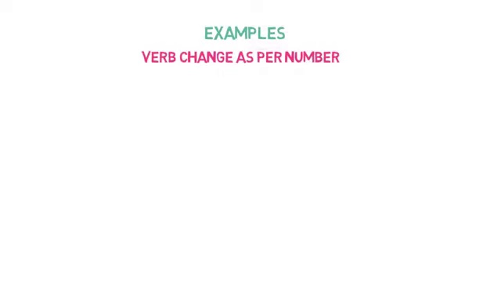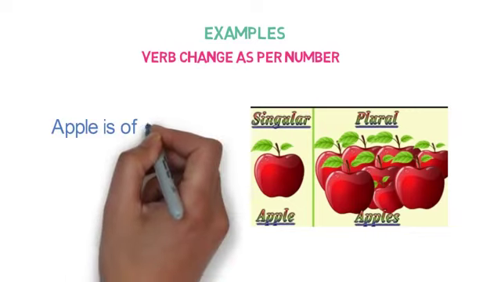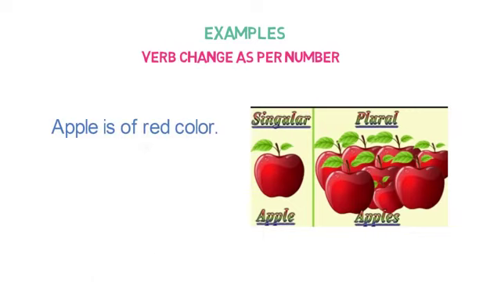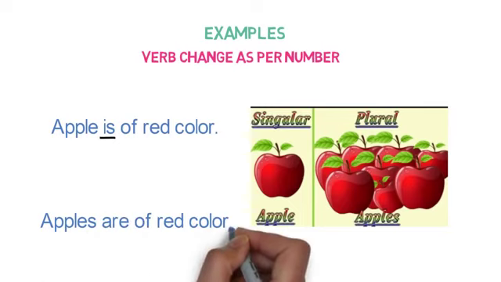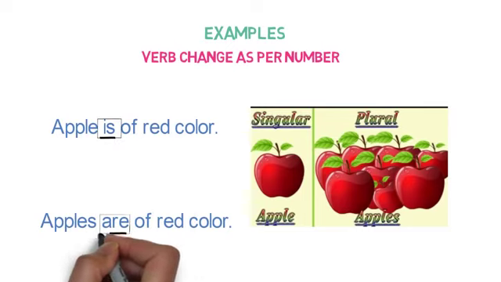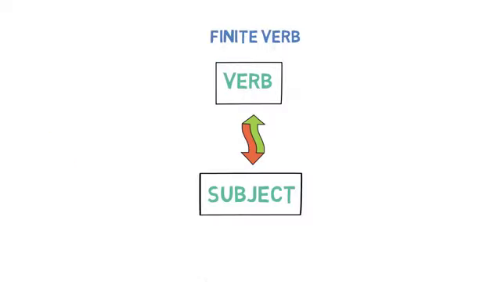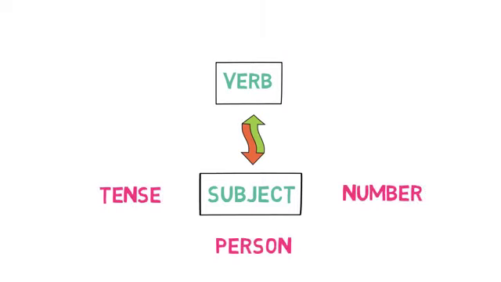Now that you are clear how finite verbs change as per person, let's look into the example of verbs that change as per number. That is, the subject is singular or plural. Apple is of red color. The subject apple is singular. Here the verb is. Now let's look into another sentence. Apples are of red color. The subject apples is in plural form. Here the verb is are. You can see here that the verb is changed to are as the subject changed from singular to plural. Now we are clear that the finite verb changes as per tense, person and number. Let's now look into non-finite verbs.